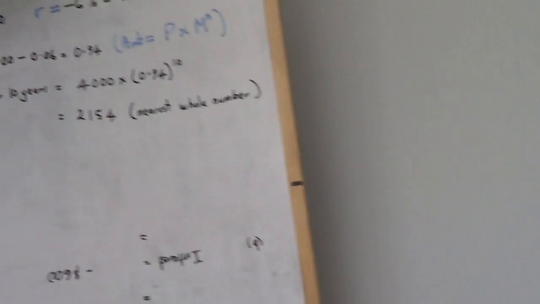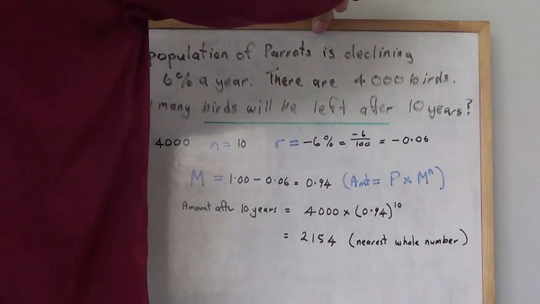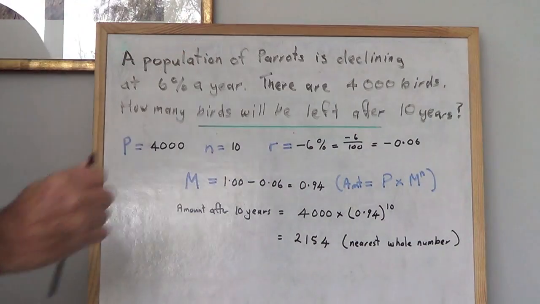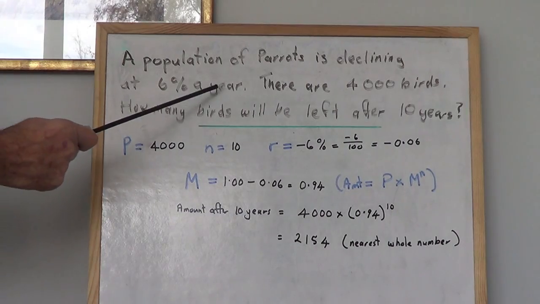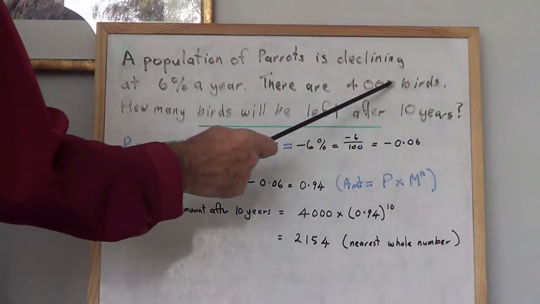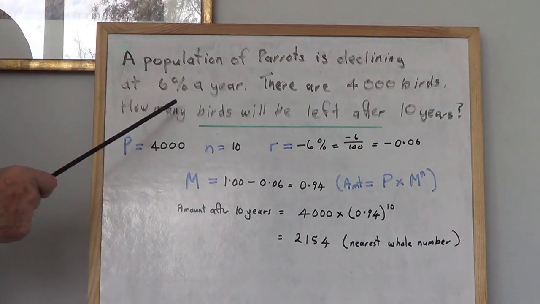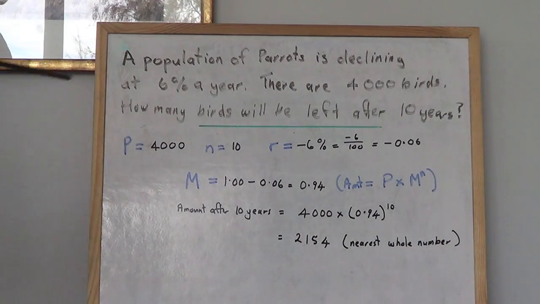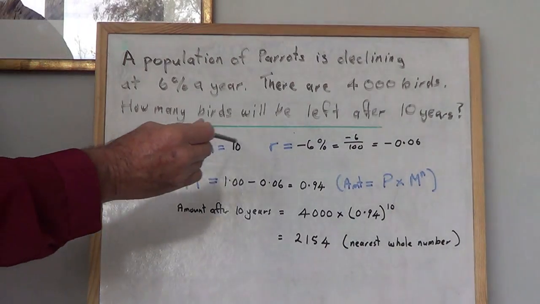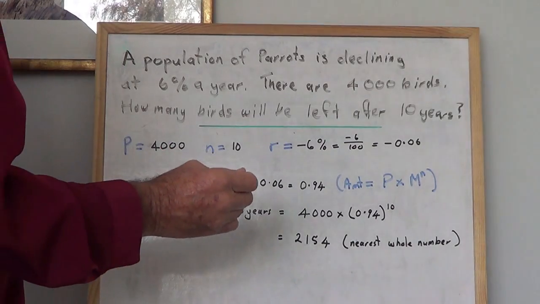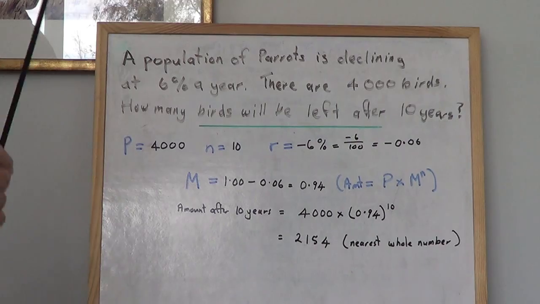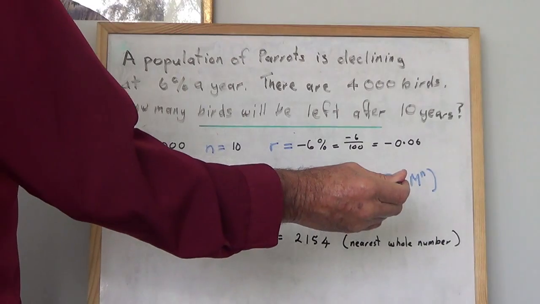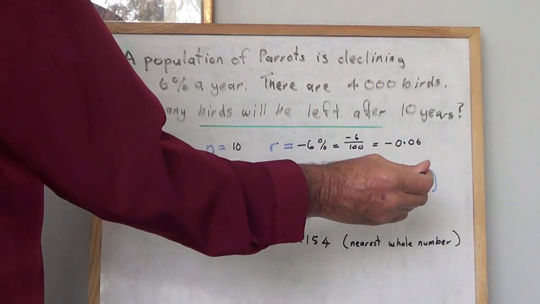Now we'll go to another example where a population of parrots is declining at 6% a year. There are 4,000 birds. How many birds will be left after 10 years? So once again, we've got P, we've got N, and we've got R, and then we've got M to work out. Over here we've got the amount is equal to the principal times M to the power of N.